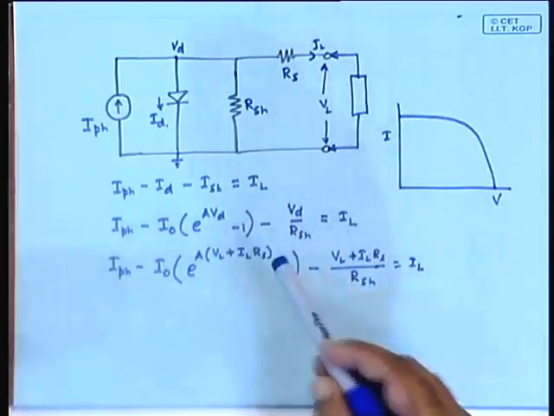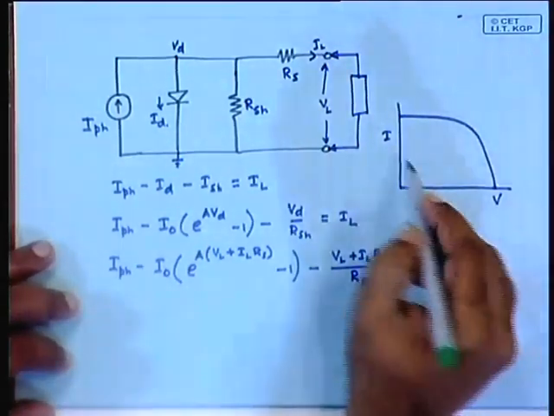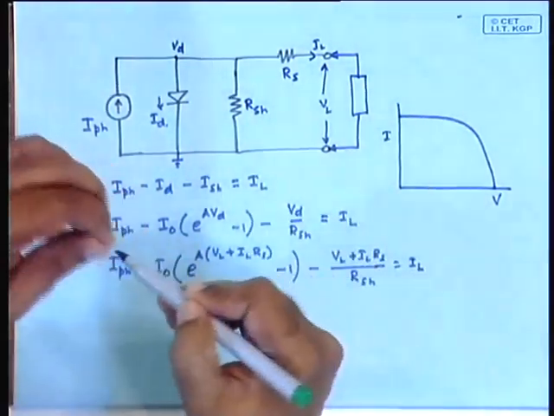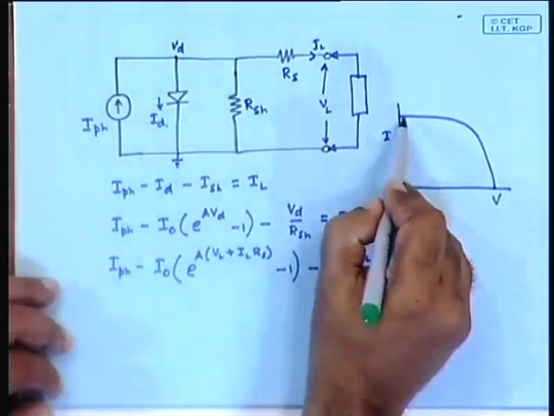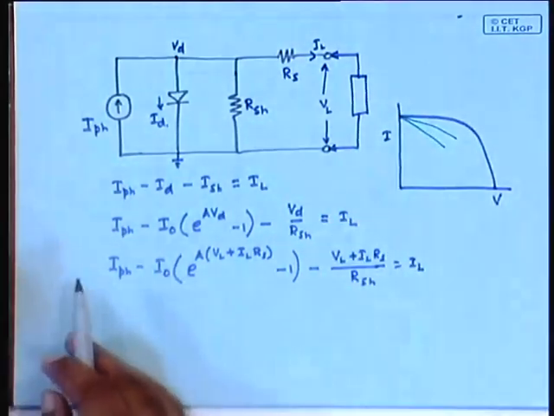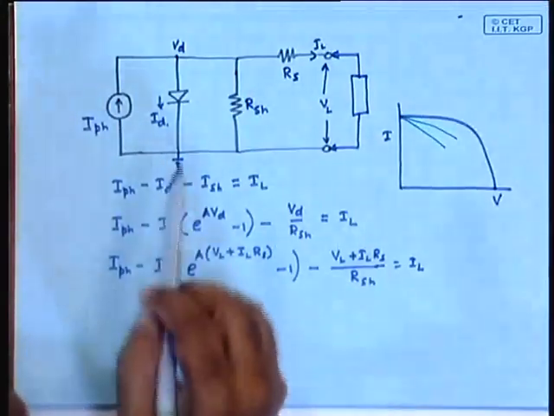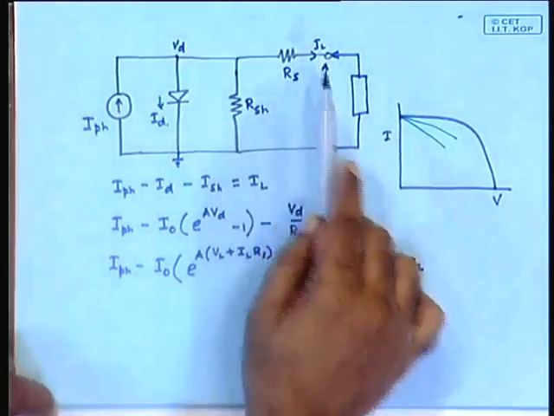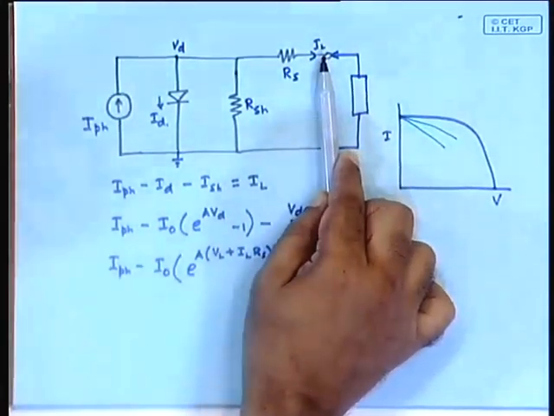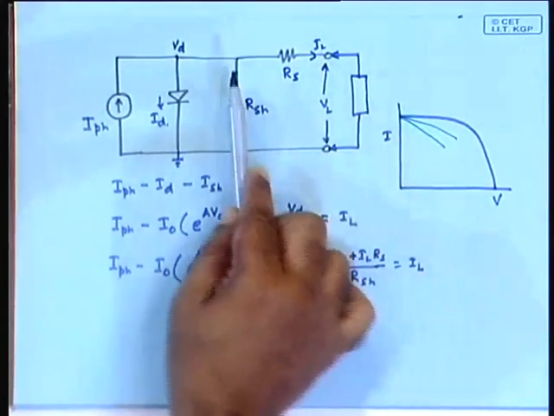So, in actuality the effect of RS, the series resistance, is manifested in the slope of the curve at this point. So, it will become like this with increase in RS. Likewise, see if the load current is large and the load voltage is small, then what is the effect of RSH?